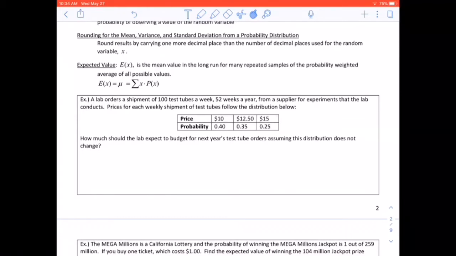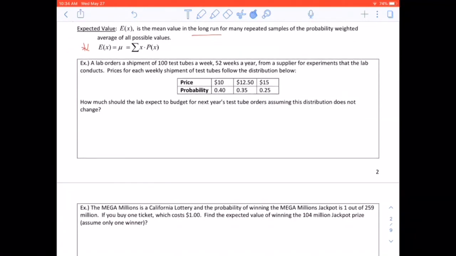The next thing that we have is the expected value. So expected value, or E of X, is the mean value in the long run for many repeated samples of the probability weighted average of all the possible values. So E of X, or expected value, is equal to the mean, which is the sum of X times P of X.